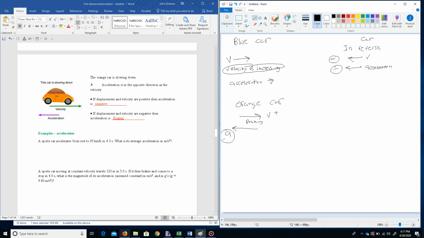If, let's say, we have the car in reverse, so this car is moving in the negative direction. So you have a negative velocity. But you're braking and you're still slowing down, and you're looking at a positive acceleration because it's to the right. So when your acceleration and your velocity are opposite, that's when you have slowing down.